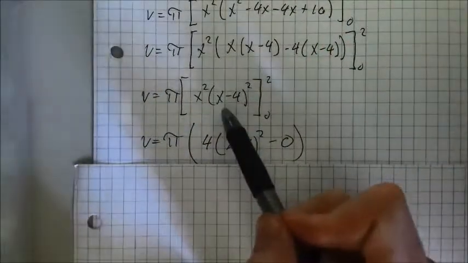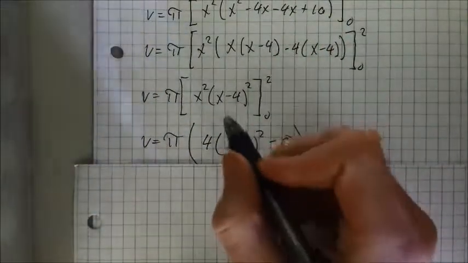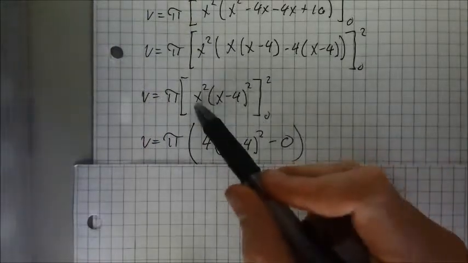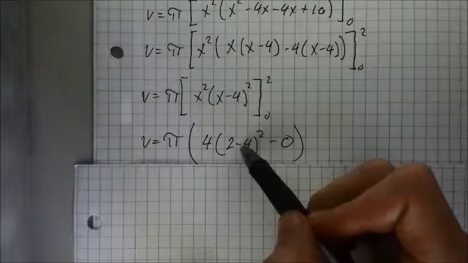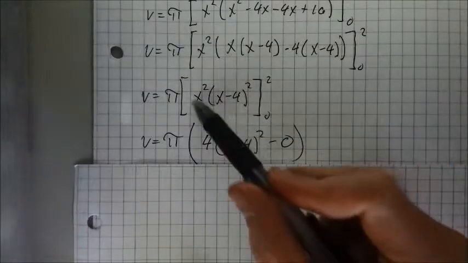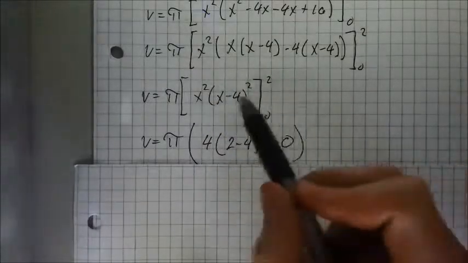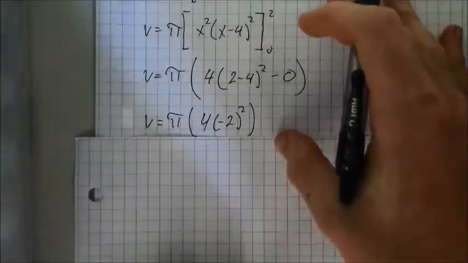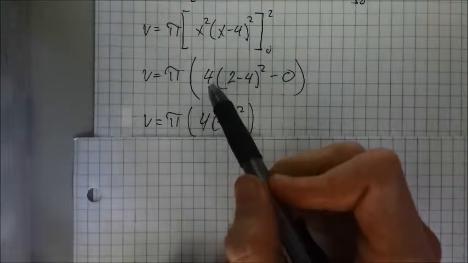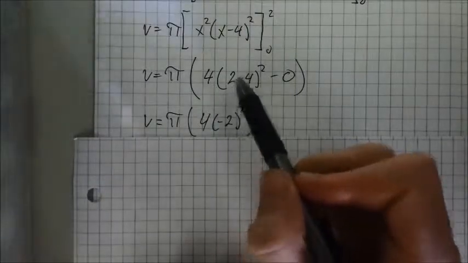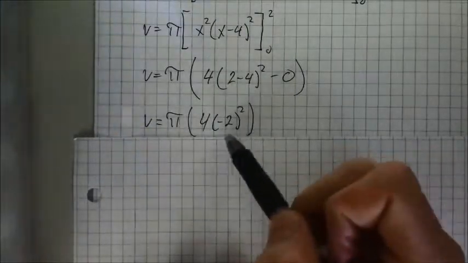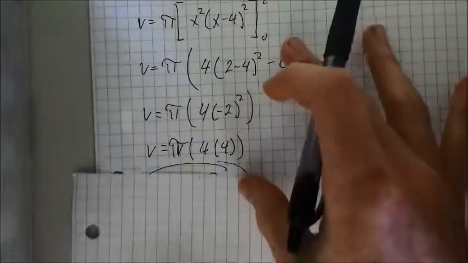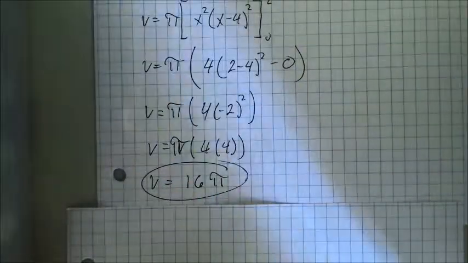And that's pretty beautiful. It can't get much simpler than that. So we can go ahead and plug in a 2. 2 squared is 4, times 2 minus 4 squared. And then 0 squared is 0, so the entire second term just becomes 0. From here, it's just basic arithmetic. 2 minus 4 is negative 2, squared is positive 4. 4 times 4 is 16, times pi is 16 pi. And that's all you've got to do.